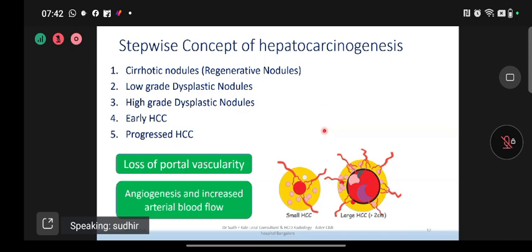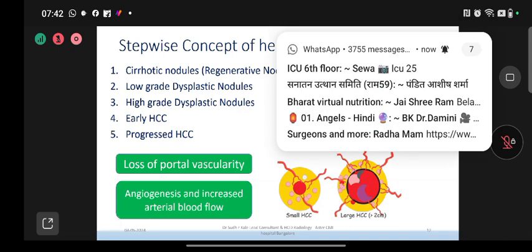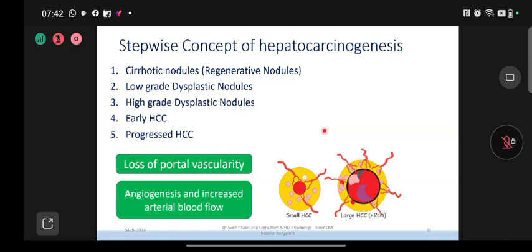Before we dive into LI-RADS, we have to understand what we are dealing with, how these focal nodular lesions appear in MRI. First are the regenerative nodules. Now we will go back to the spectrum here. On the left side, you have cirrhotic nodules. Then next come the low-grade dysplastic nodules. The third are the high-grade dysplastic nodules. Next are early HCC and progressed HCC.